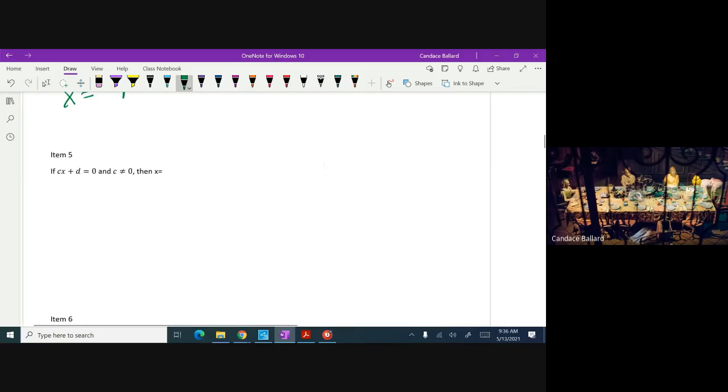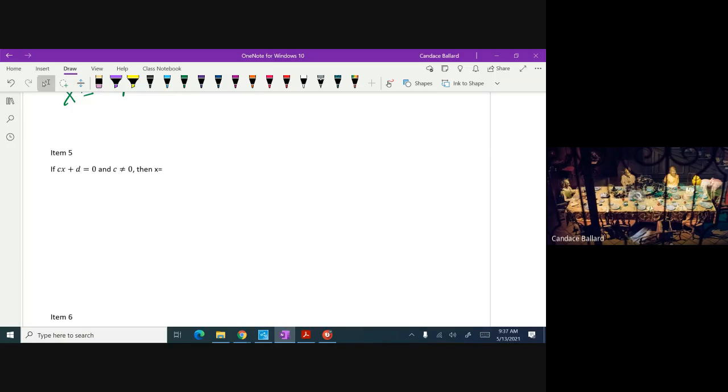All right, this one looks weird, but it's not going to be as weird as you think. We're going to just solve this in terms of the variables C and D, okay? So let's pretend the variables C and D are constants or numbers, and I want to get x by itself. What would I move first? So what would I move to the right side first? What do you guys think?